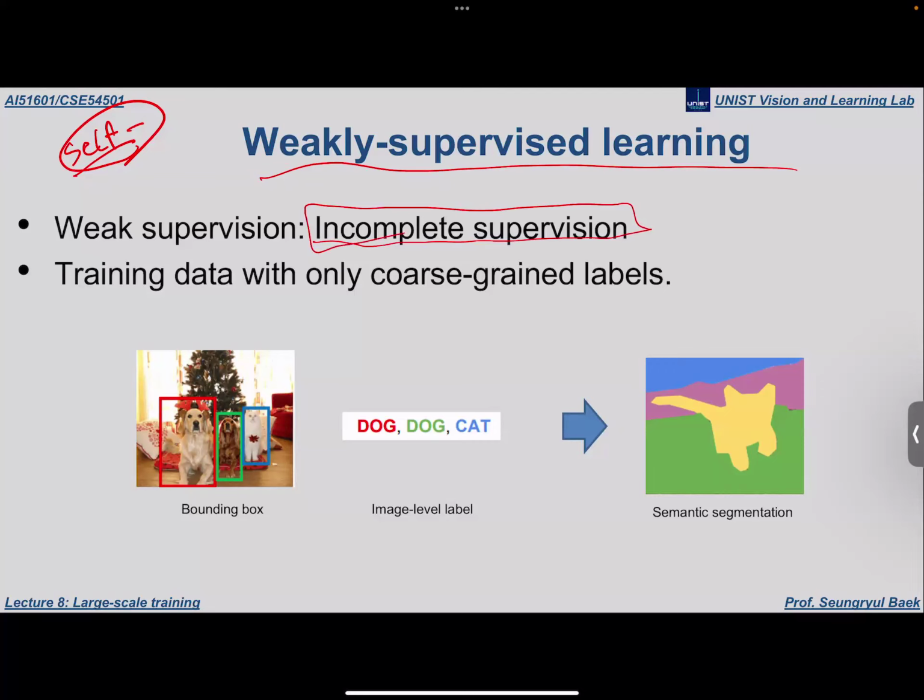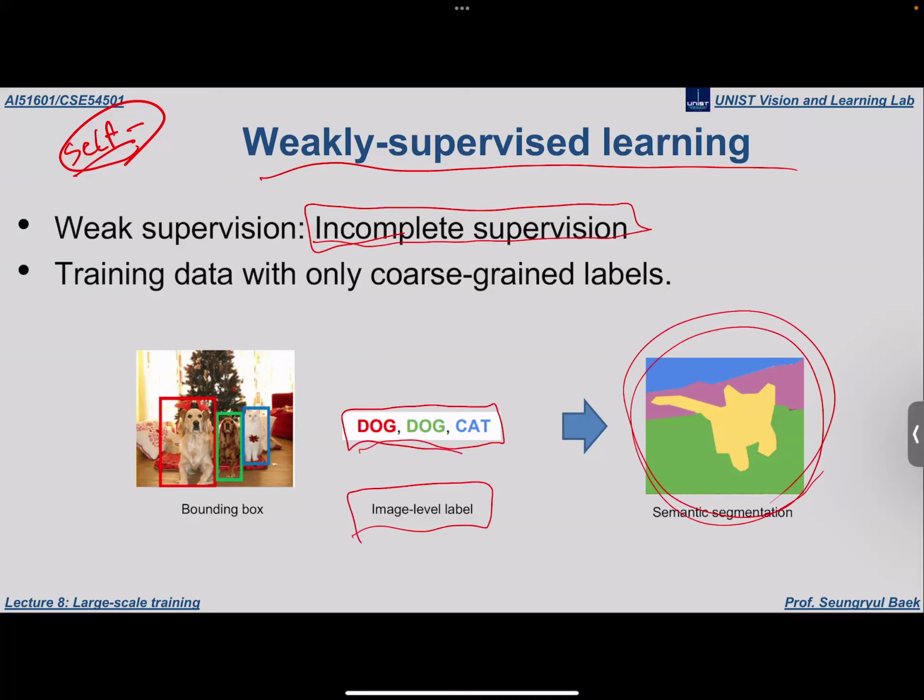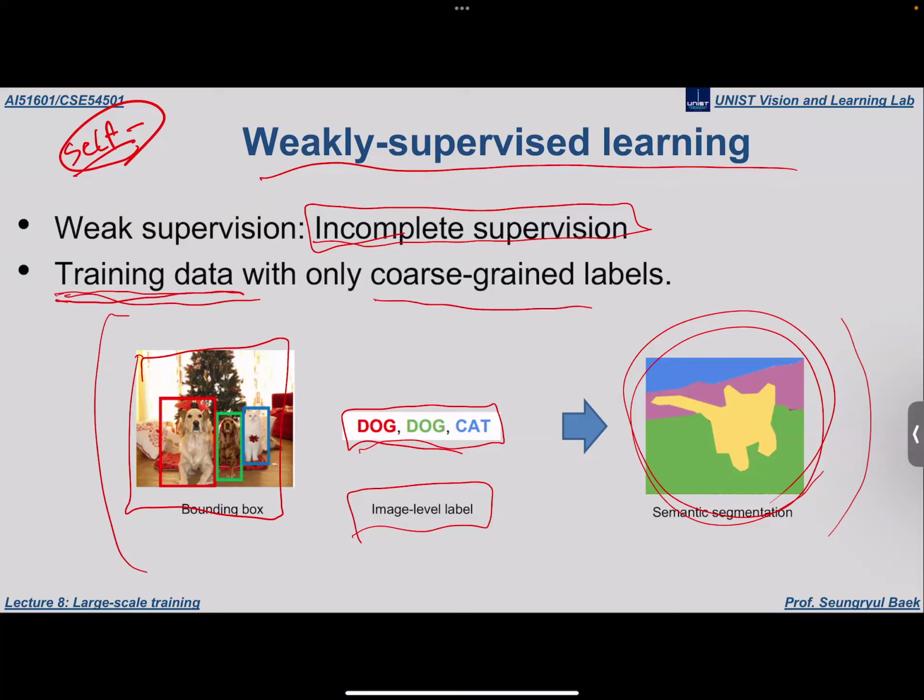For example, when achieving this segmentation task, if we use only the image-level label, which is originally obtained for image classification, or if we use the bounding box information, which is coarser than the pixel-level labels, then this is called weakly supervised learning. So compared to the target task, if the training data has coarse-grained labels, then it is called weak supervision.